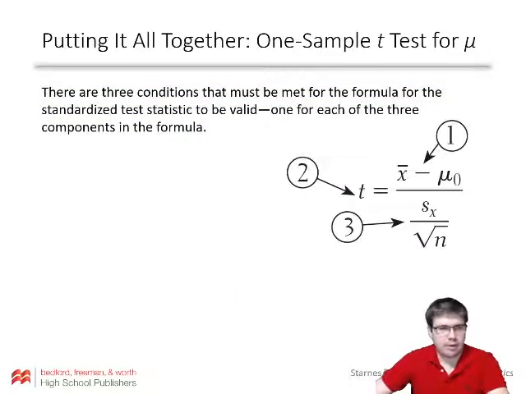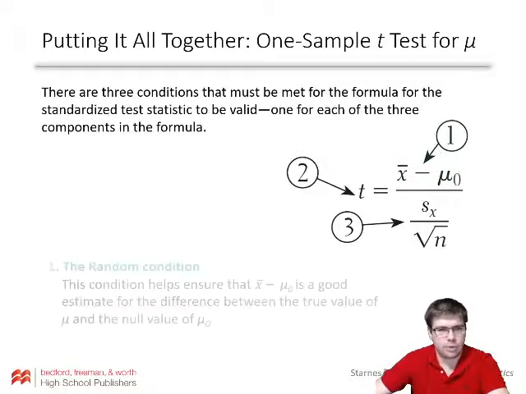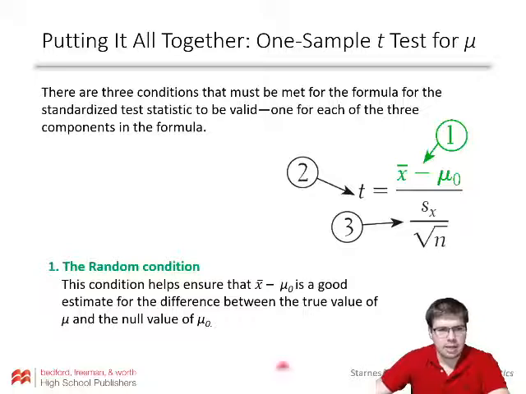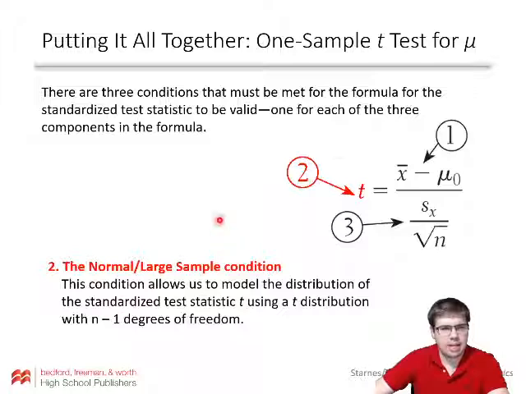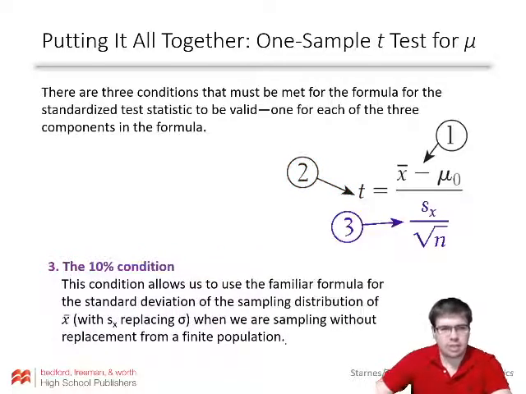All right, and then they're reminding us here there are 3 conditions we must check for the formula and the standardized statistic to be valid, one for each of the 3 components of the formula. So x bar has got to be right based on our random condition, that's not biased, so that's a good estimate. The normal condition, the large sample, needs to be met so that we can actually use the t distribution, which is based on that normal distribution. So we're using an appropriate t distribution, but based on a normal sampling distribution. And then the 10% condition, so that we can check for independence. We're sampling without replacement, and that formula only works under those conditions.